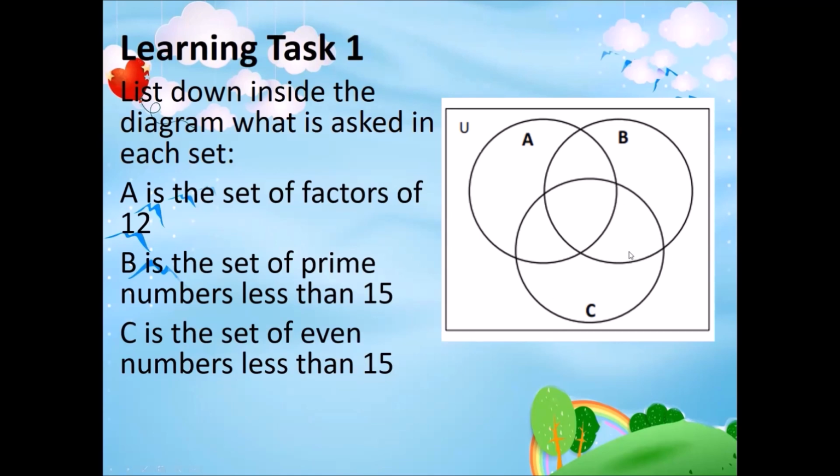So may mga possible na magkakapareha. So alamin natin ano ba yung factors ng 12. Na dapat pag even numbers, merong naka-indicate dito sa C dahil may even numbers. At ang prime numbers naman dito ay naka-indicate dito sa B para makita natin yung common elements ng mga sets na given. So yan po ang ating learning task 1.